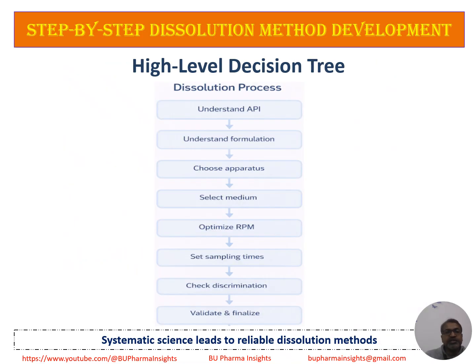So, dissolution method development is a systematic process, not trial and error. We start by defining the purpose, then understand the API and formulation, selecting the right apparatus, medium, RPM, and sampling points, and finally ensuring discrimination and robustness. This stepwise workflow ensures the method is scientifically sound, robust, and fully aligned with regulatory expectations.